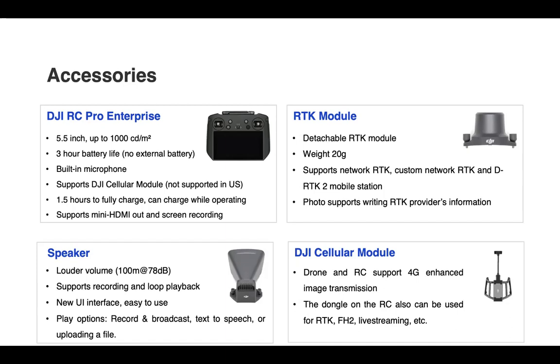DJI cellular model, drone and the RC support 4G enhanced image transmission, and the dongle on the remote controller also can be used for RTK, Flight Hub 2, or live streaming.